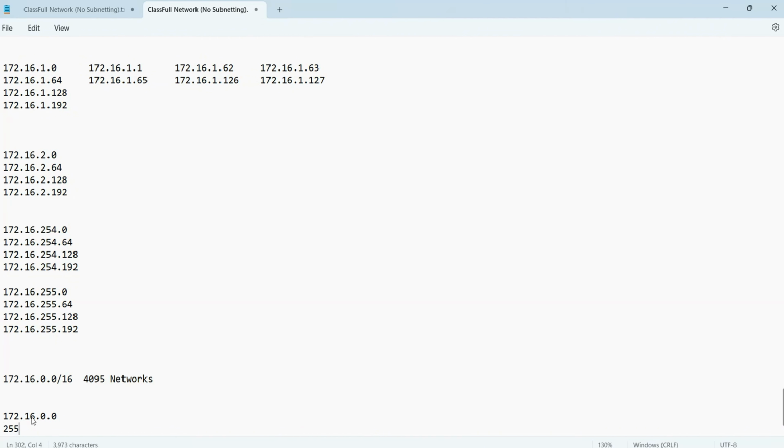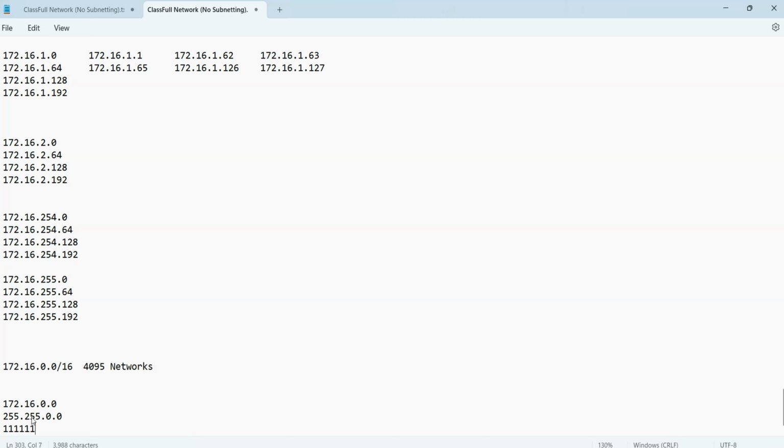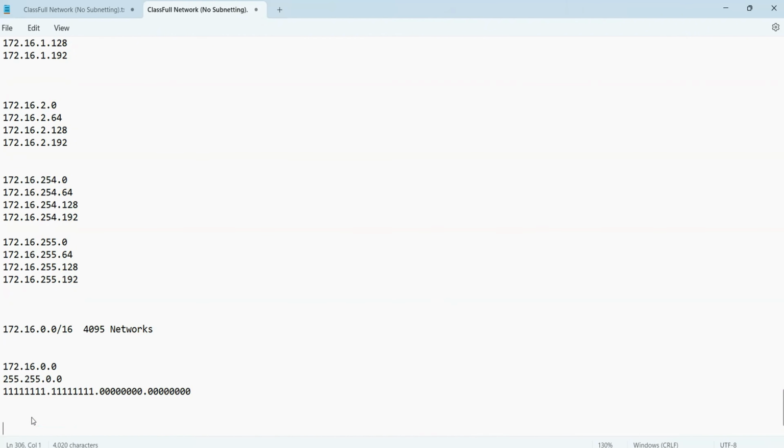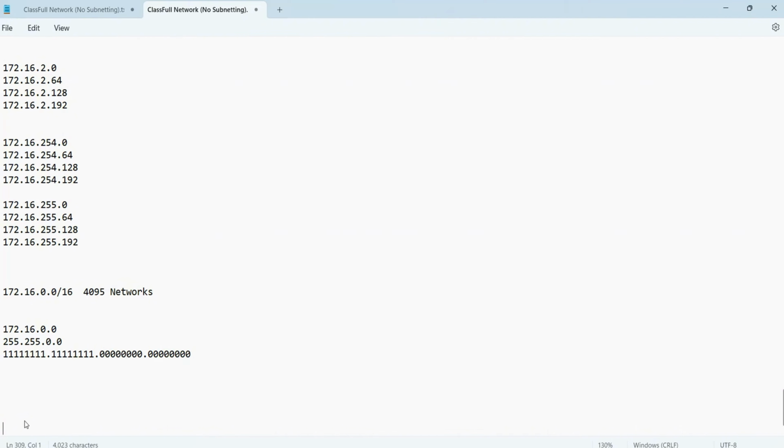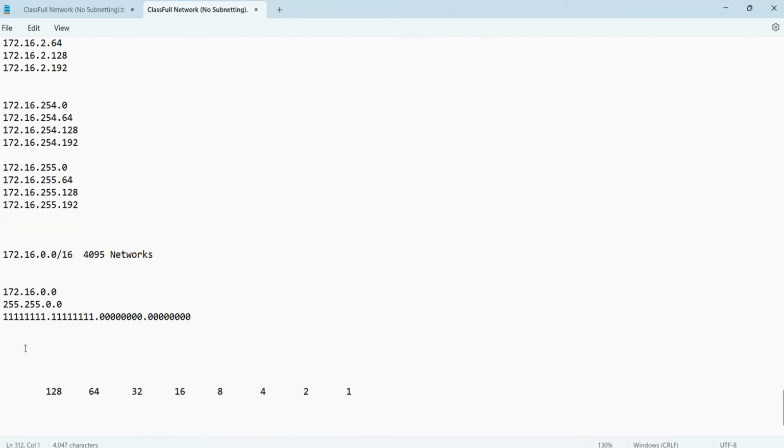So what is the mask? 255.255.0.0. So this is 1, 2, 3, 4, 5, 6, 7, 8. 1, 2, 3, 4, 5, 6, 7, 8. Just like this. See that? That's how I actually have that. So how many bits do I borrow? First of all, I like to put my wildcards: 128, 64, 32, 16, 8, 4, 2, 1. Without this, you can't do anything, right?